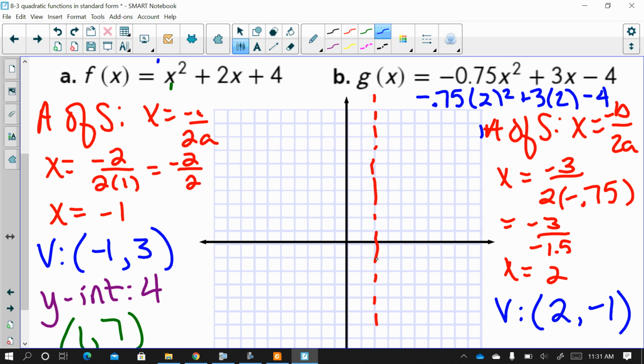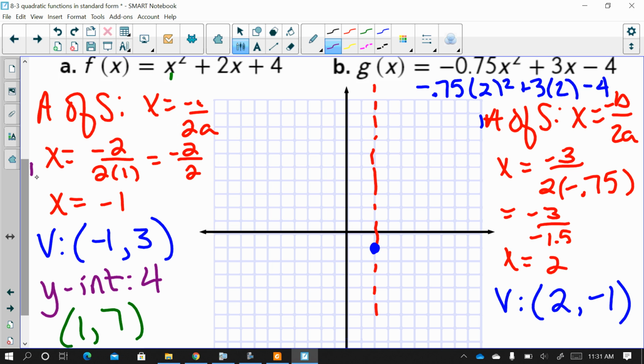So 2, negative 1. Okay, next thing is my y-intercept. Remember, my y-intercept is just c. So here's my y-intercept, negative 4. 1, 2, 3, 4. Okay, so go ahead and reflect. Notice it's 1, 2 away, so 1, 2 away on the other side.